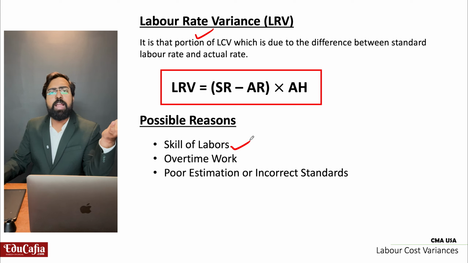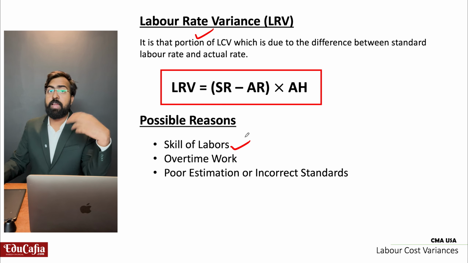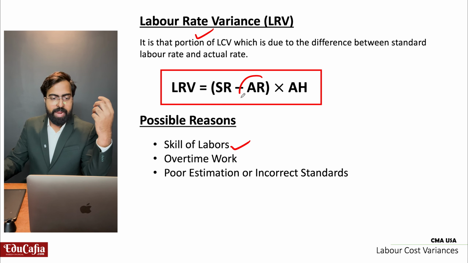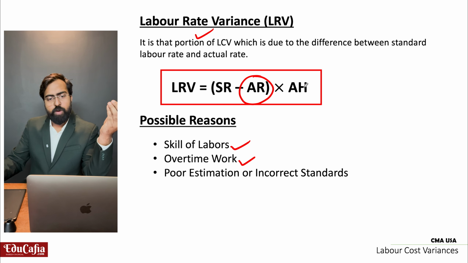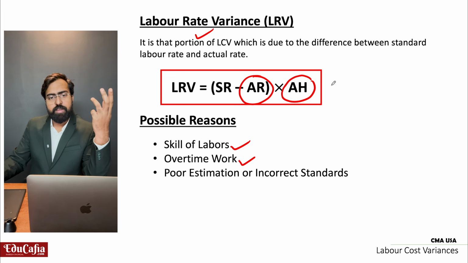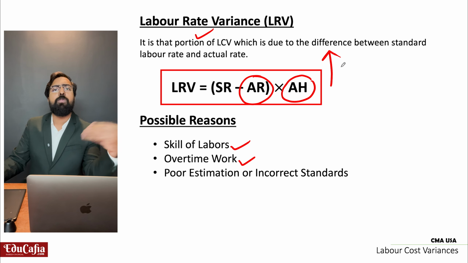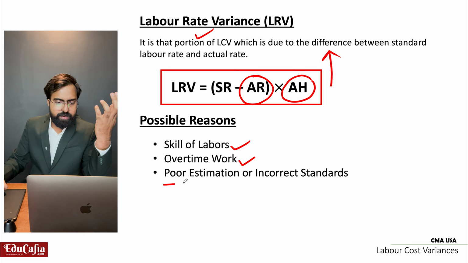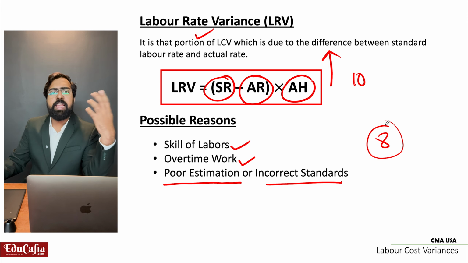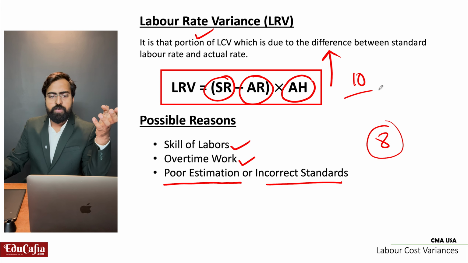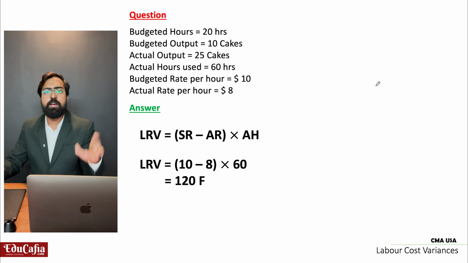So what are the reasons for the labor rate variances? Because of the skill of labors. If they need skilled labor, they have to spend more on the actual rate. Then overtime work. Why? When the actual hour increases, when overtime work increases. Then poor estimation or incorrect standard. The standard rate is right, but when our estimation is poor, this will also happen. We estimated 10, actually it is going to happen only 8. But because of our poor estimation, it was found as 10.